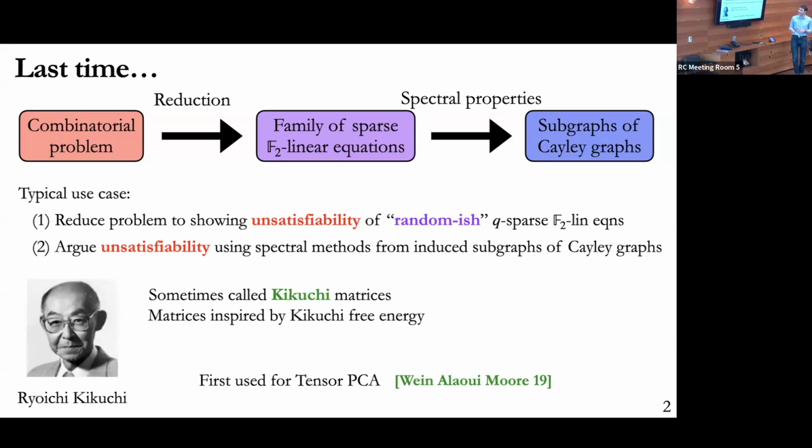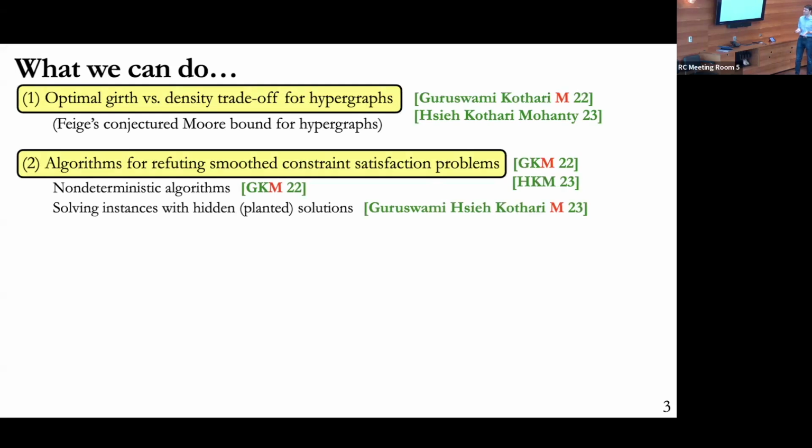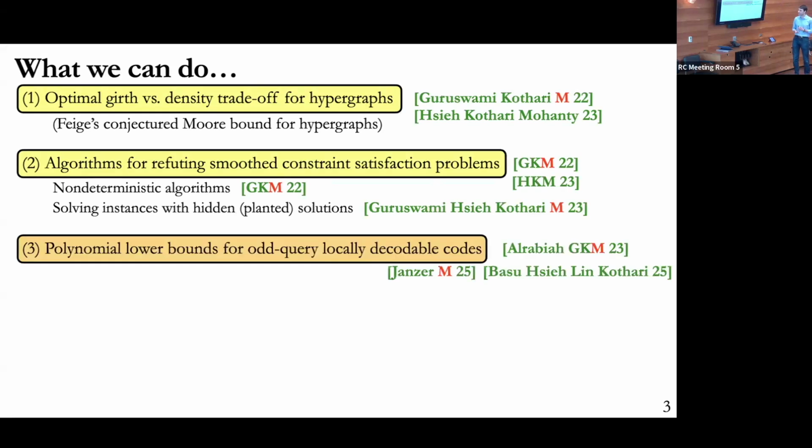Okay. And just to finish the recap from last time, I mentioned that there were 4 main applications we had. The first was proving this optimal girth versus density trade-off for hypergraphs. The second was giving this algorithm for refuting smooth instances of constraint satisfaction problems. These were the 2 problems I discussed at length in the previous talk, so we're not going to talk about them today.